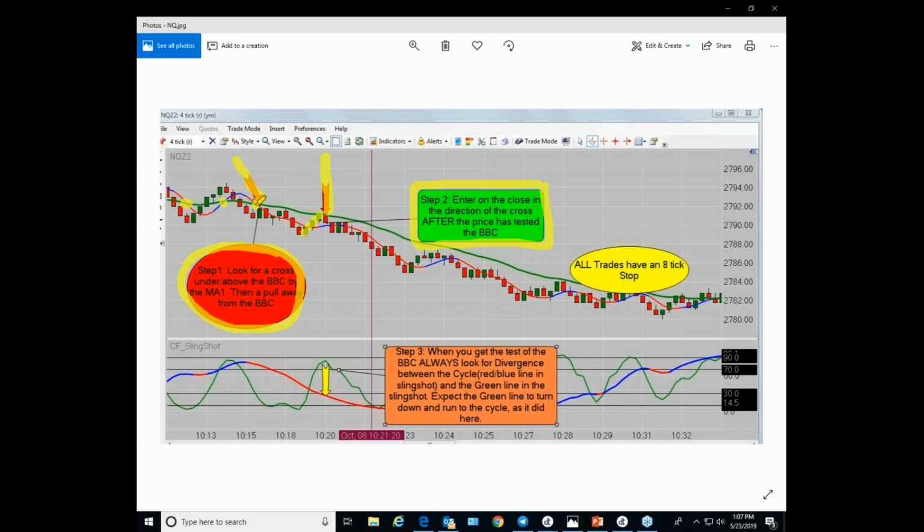Where are we looking to get short? Well, it'll be a reaction off the green line. We're looking for the market to do the normal thing, touch the green line or the BBC, and close in the direction of the trend. That is step number 2.